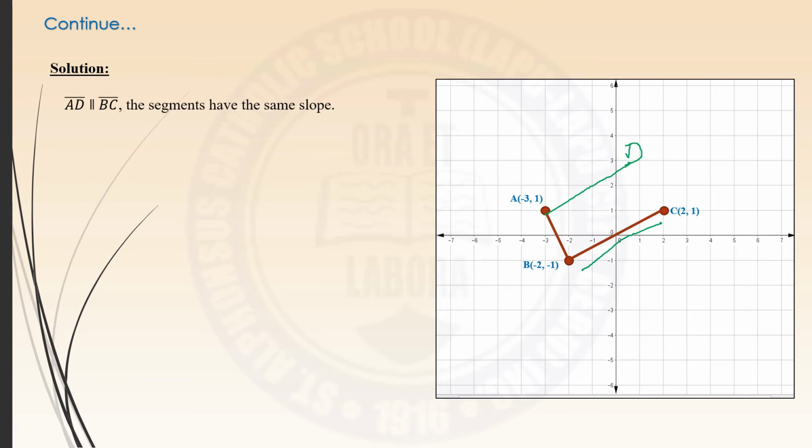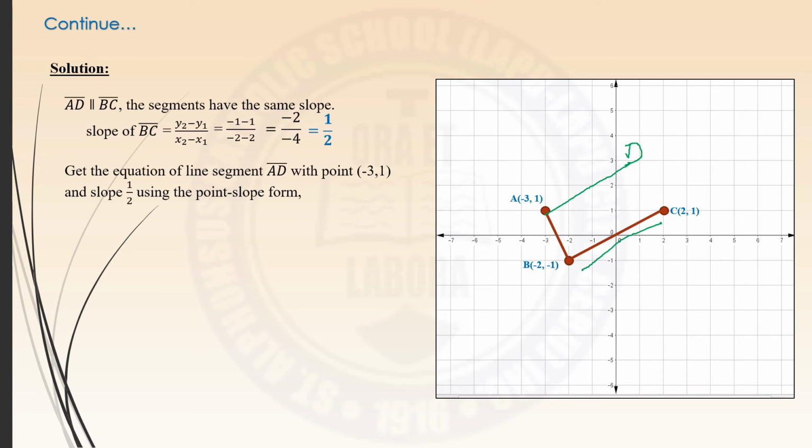So to get the slope of line segment AD, we will get the slope of line segment BC with this formula: y sub 2 minus y sub 1 over x sub 2 minus x sub 1. And then substitute the y coordinates of points B and C, which are negative 1 and 1, and the x coordinates, which are negative 2 and 2. So it is equal to negative 1 minus 1 over negative 2 minus 2. So negative 1 minus 1, the answer is negative 2. Negative 2 minus 2, the answer is negative 4. So get its simplified form, and the answer is 1/2.